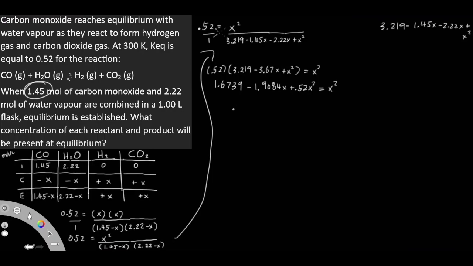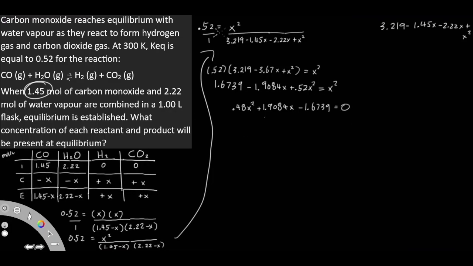Okay, so I end up getting 0.48 x squared. Obviously we just got to bring this to the opposite side as well. So you end up just getting plus 1.9084 x, and then this one you got to bring to that side as well. You can just think of it as, this has to be negative 1.6739 to cancel out, so you end up getting negative 1.6739. Obviously this is all equal to 0 because there's nothing on this side right now.